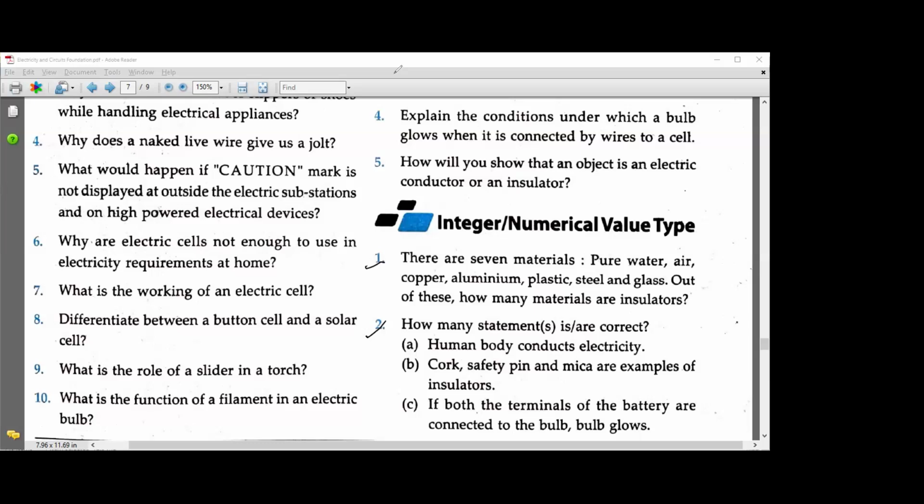Ma'am, will air count as an insulator or conductor? Pardon? Ma'am, will air be considered as a conductor? Yes.